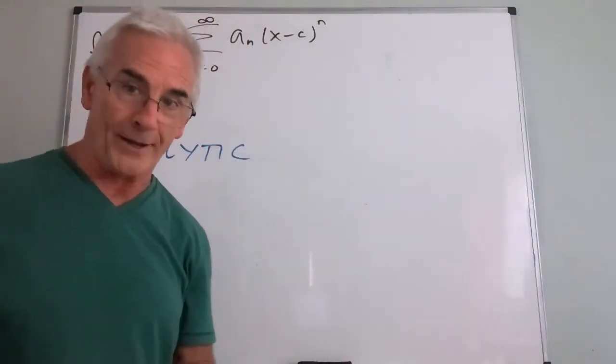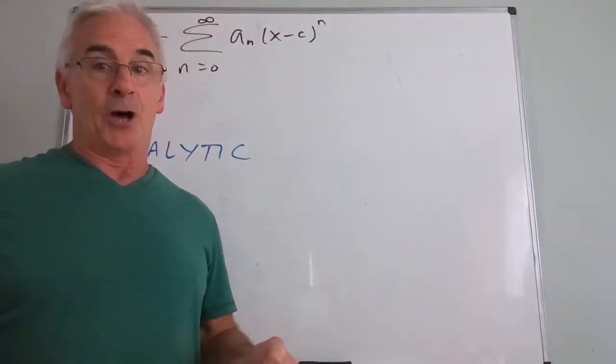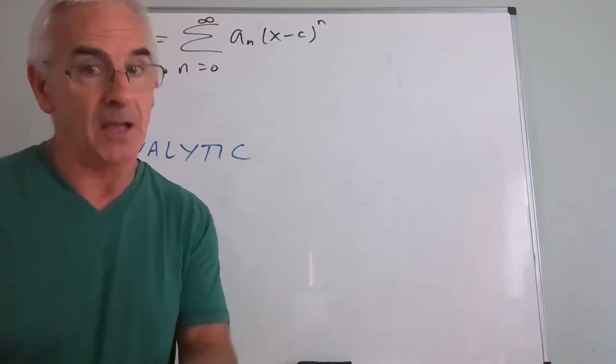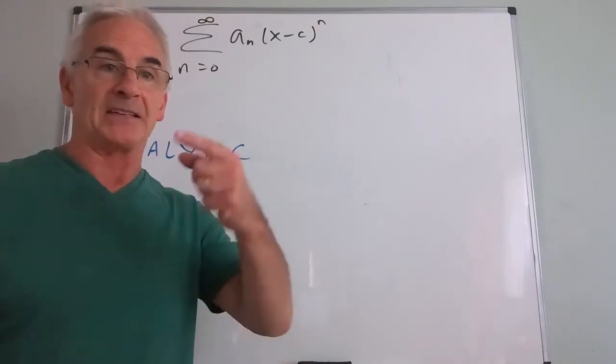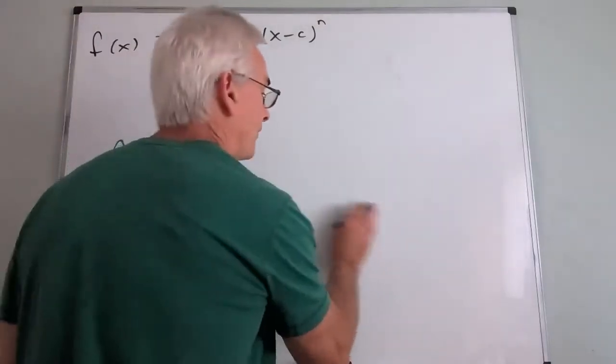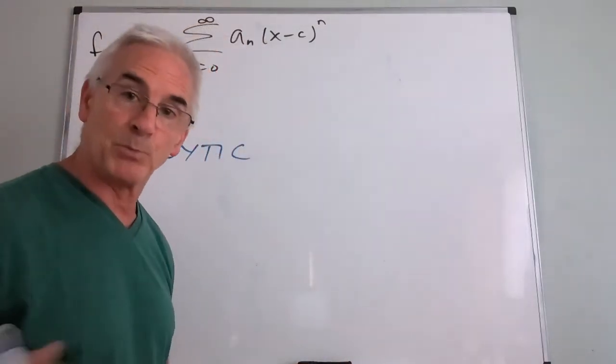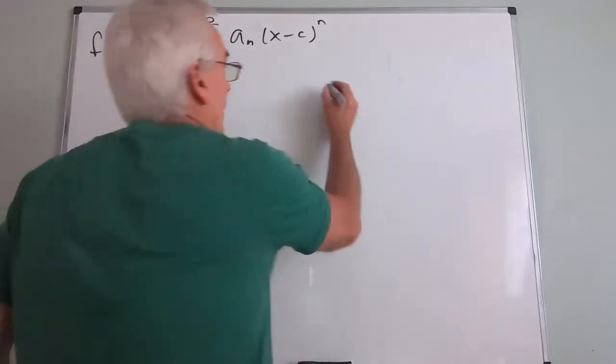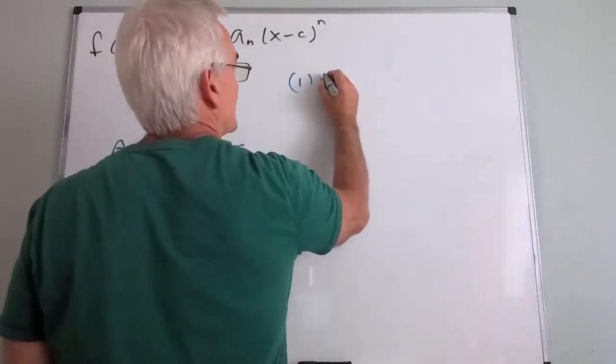In Calc 1, we have a lot of functions that are continuous, but they may not be differentiable. Differentiable means I can take the derivative and then evaluate the derivative. So there are 4 types of non-differentiable points that we learn in Calc 1. I'm going to do examples of each one.